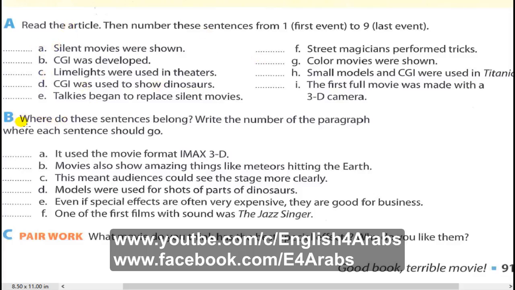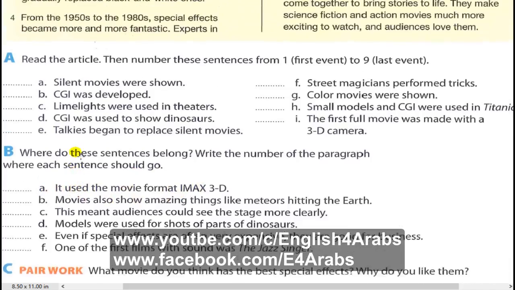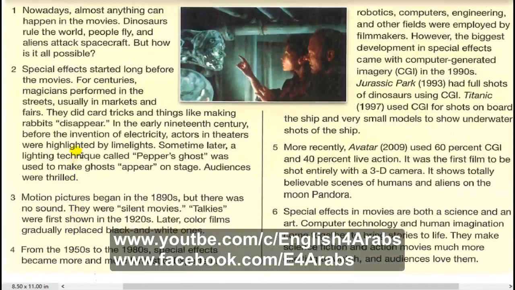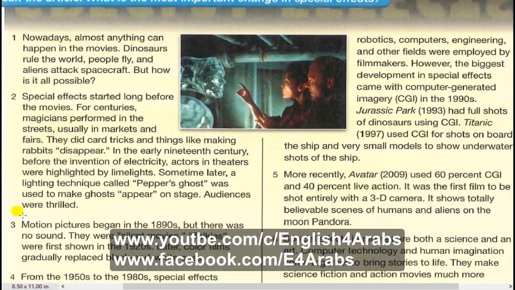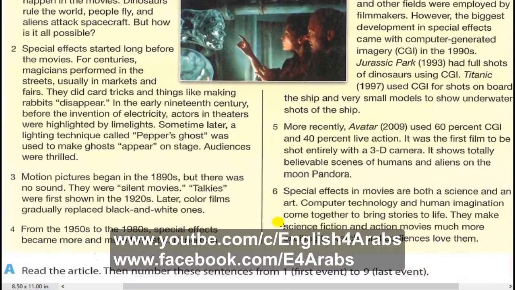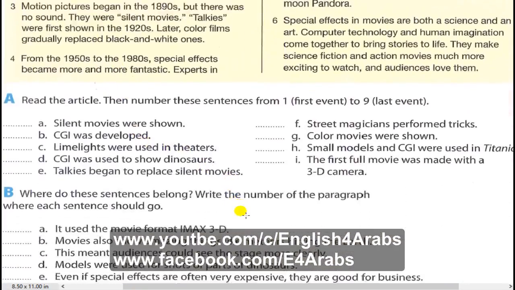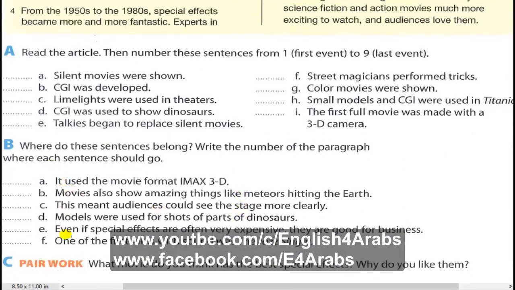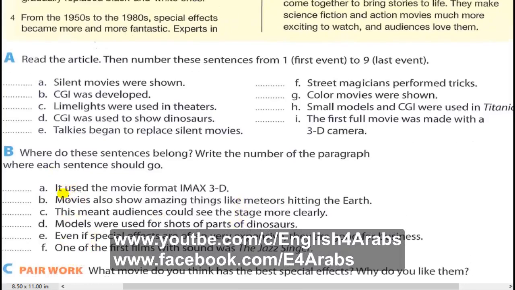Number 2, B. Where do the sentences belong? Write the number of the paragraph where each sentence should go. You will read the sentence and you search for the sentence in the paragraph and you write the number of the paragraph. Like this paragraph is number 1, 2, 3, 4, 5, 6. You have 6 paragraphs and you have 6 sentences. Try to read the first sentence in the paragraph and the last sentence. You will know what is the main idea.